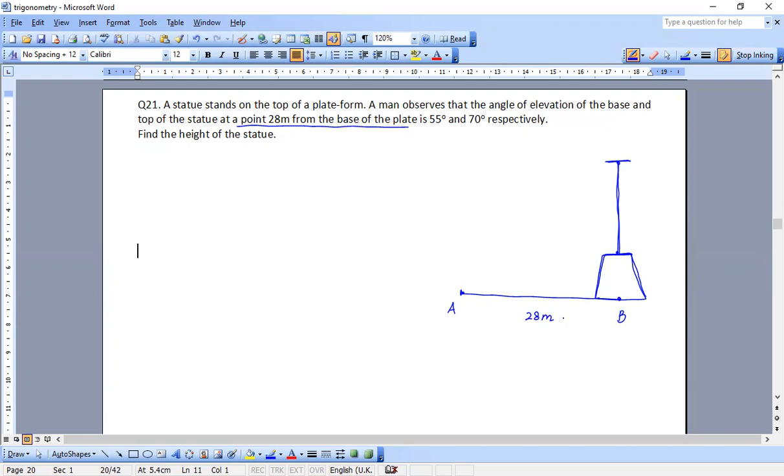The angle of elevation from this point of the base and of the top. This is the top. So the angle he is making from this point to the top and the angle he is making from this point to the base. These are the angles that are given to us. This overall angle is 70 degrees. And this angle over here is, let's suppose, 55 degrees. I'm not doing any measurements, I'm just drawing it randomly. Find the height of the statue. We have to find out this length, this part.